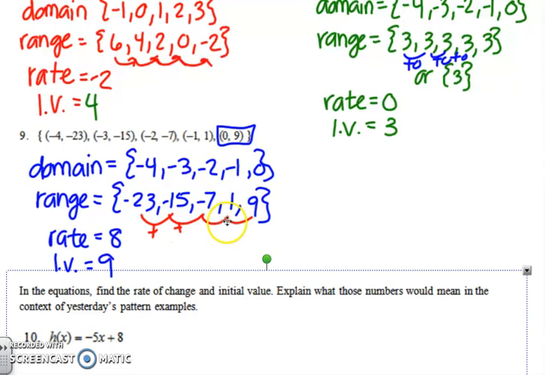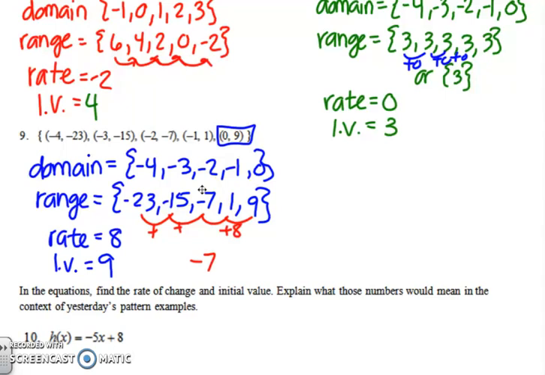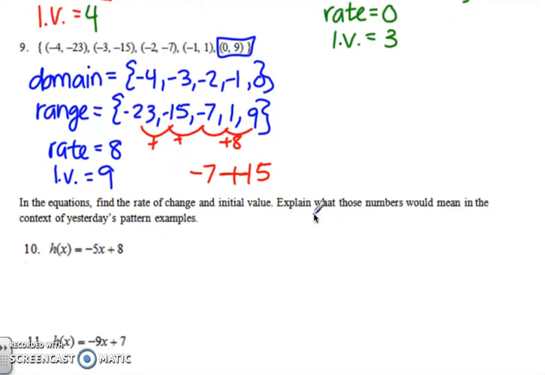If you want to take a look at the positive numbers, it's probably easier to see how you go from a 1 to a 9. Well, you're going to add 8. If you cannot see that, remember you're going to pick a number. So for example, -7, and you're going to subtract the one before it. You know 2 negatives are a positive, and so -7 plus 15 is an 8. So that's how you find the rate. Initial value, once again, they gave it to us. It's when x is 0. It's your y value.